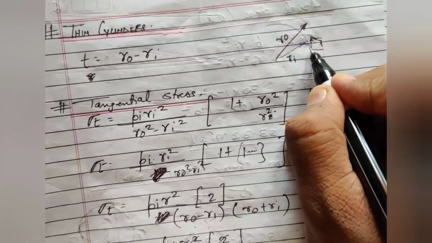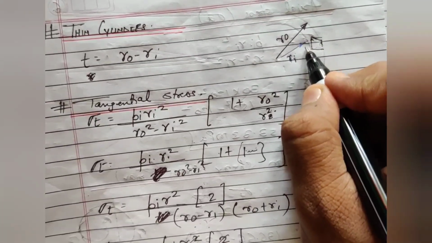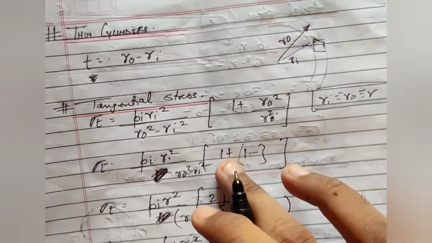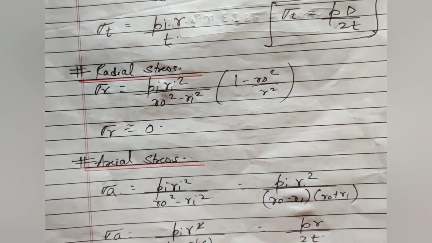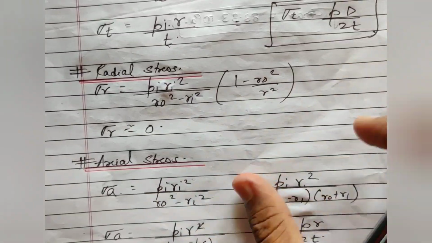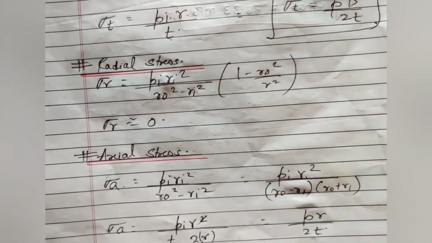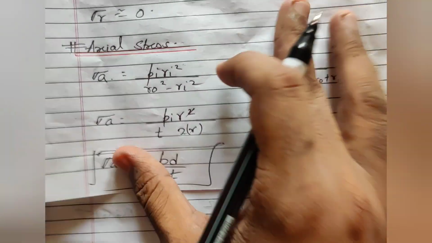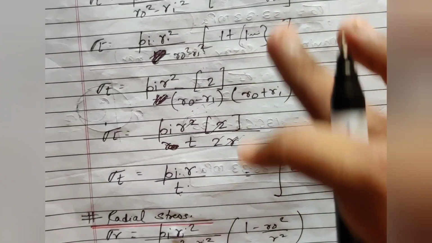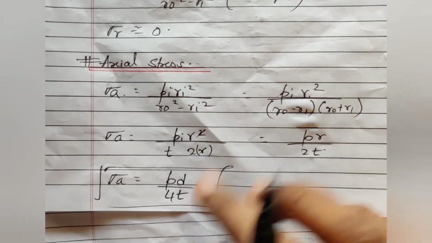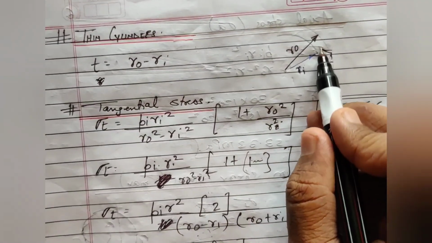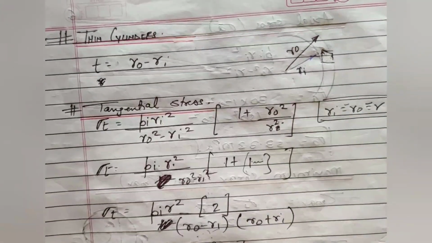So we do not consider the variation here in the case of thin cylinders. Both the tangential stress as well as the axial stress, we assume to be constant. Radial stress is 0 here, so that can be neglected. So here we consider these two equations, PD by 4T and PD by 2T, and these are constant values that we assume. There will be a slight variation in the tangential stress, but that variation is very small and can be neglected.